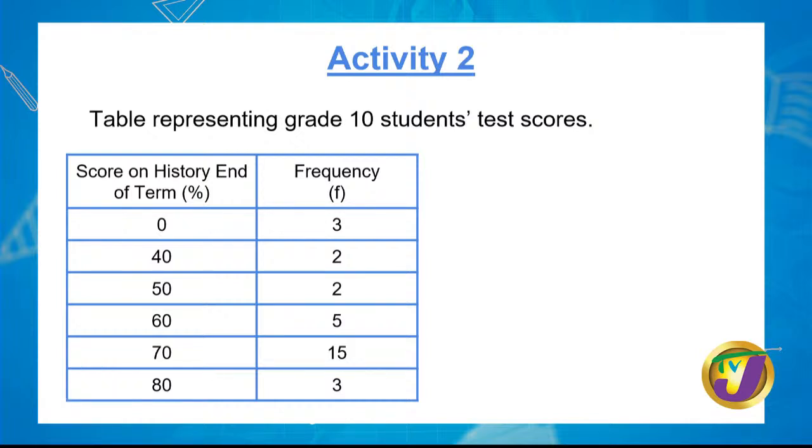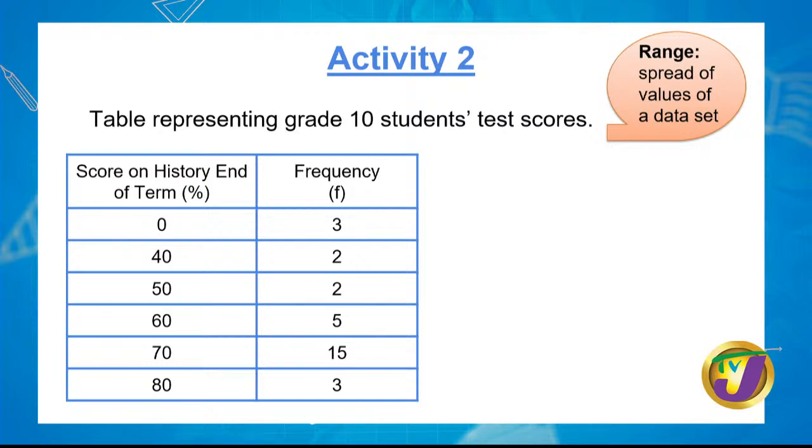How can we help Nicola here now? First, I think we'd need to get some more information. So I think we'll start off with the range of scores. The range is the spread of values in a data set. And in this case, the range of values would be 80 minus 0, which is 80.